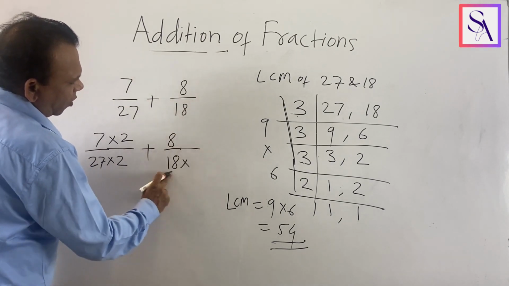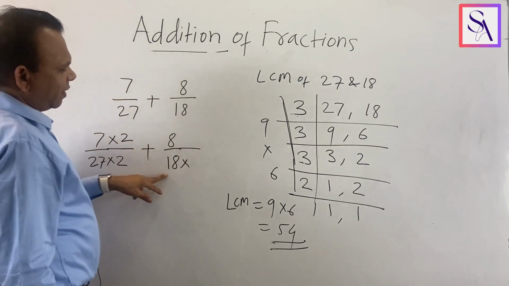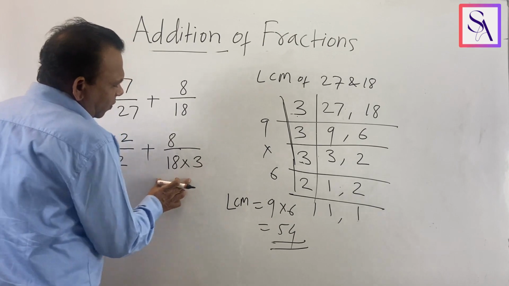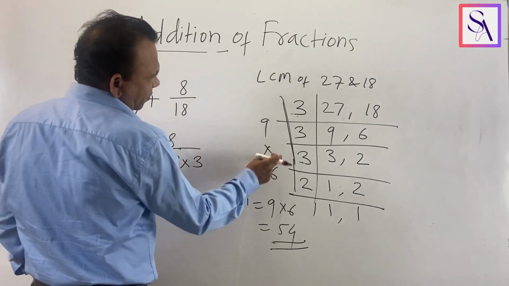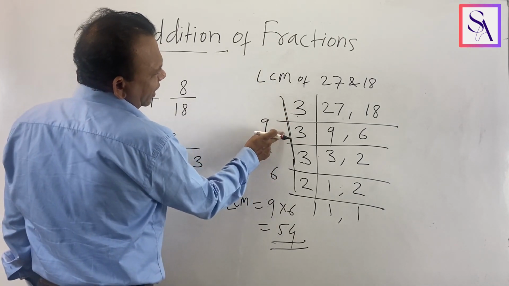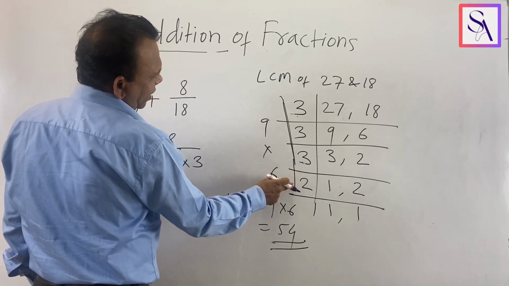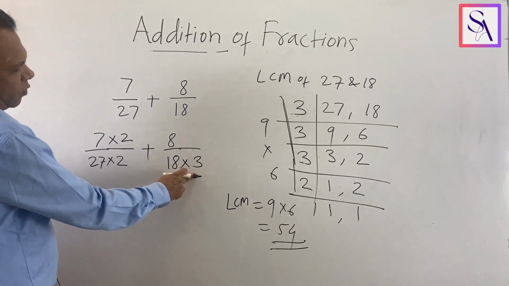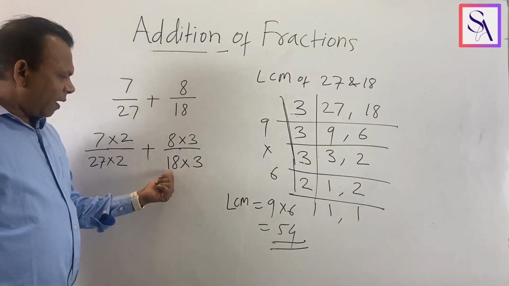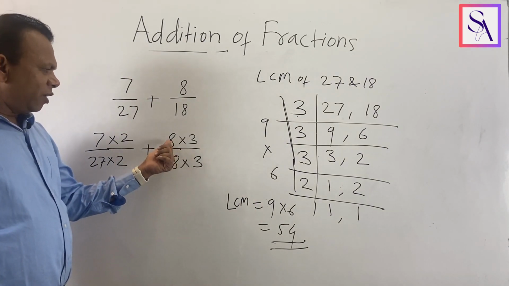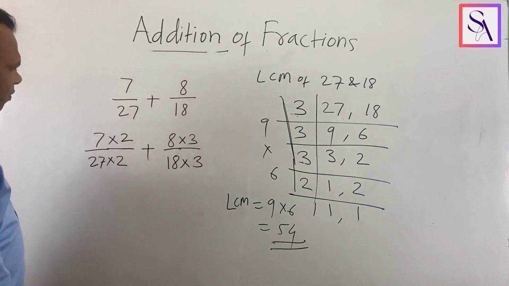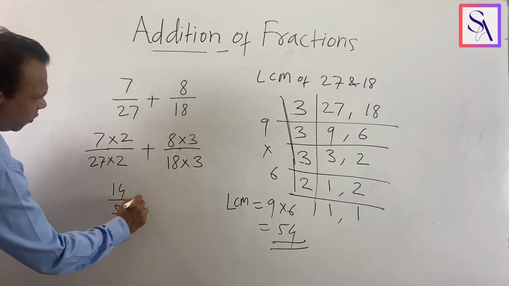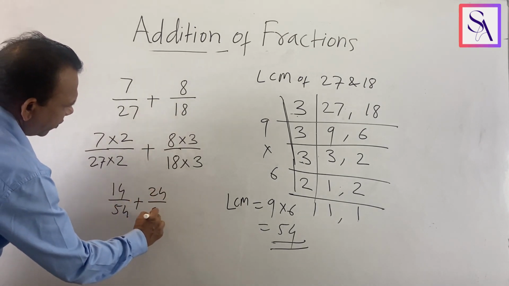To bring the denominator to 54, I have to multiply 18 by 3. You can also analyze this from the LCM: 3 3s are 9, 9 2s are 18. So 18 into 3 is 54. Right? If I multiply the denominator by 3, then I have to multiply the numerator by 3 as well. So 7 2s are 14, over 54, plus 24 divided by 54.